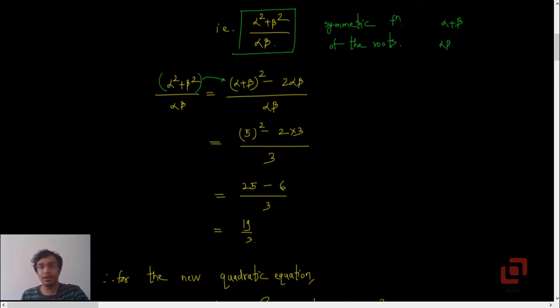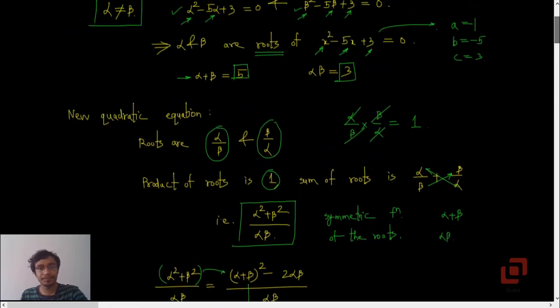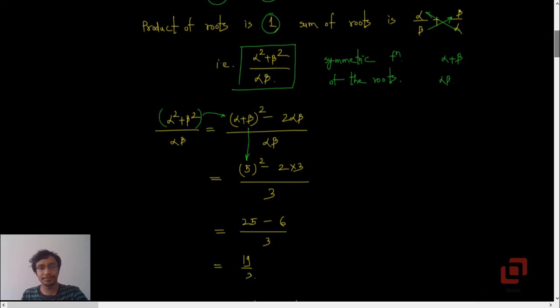Now, do we know alpha plus beta, or the sum of the roots? Yes. Sum of the roots is 5. That is what we concluded here. Sum of the roots is 5 and the product of the roots is 3. So let us substitute these values. 5 squared minus 2 into 3 upon 3, which will be 25 minus 6 upon 3, or 19 by 3.